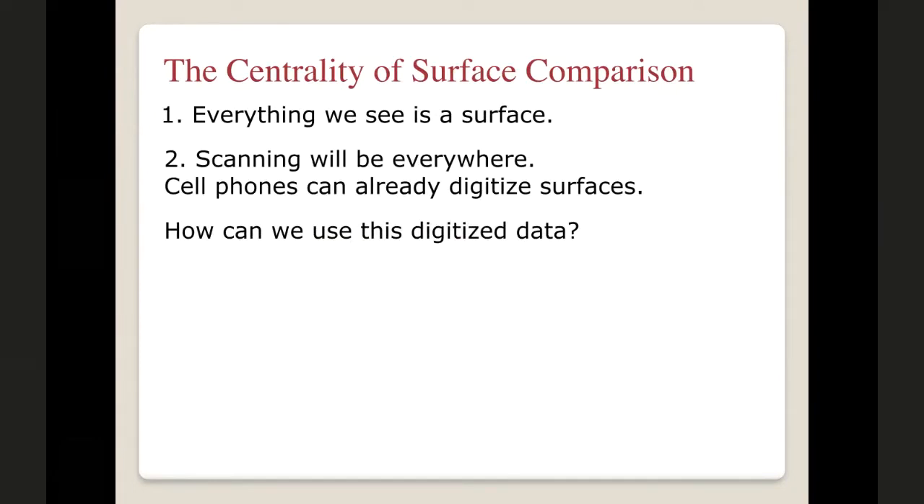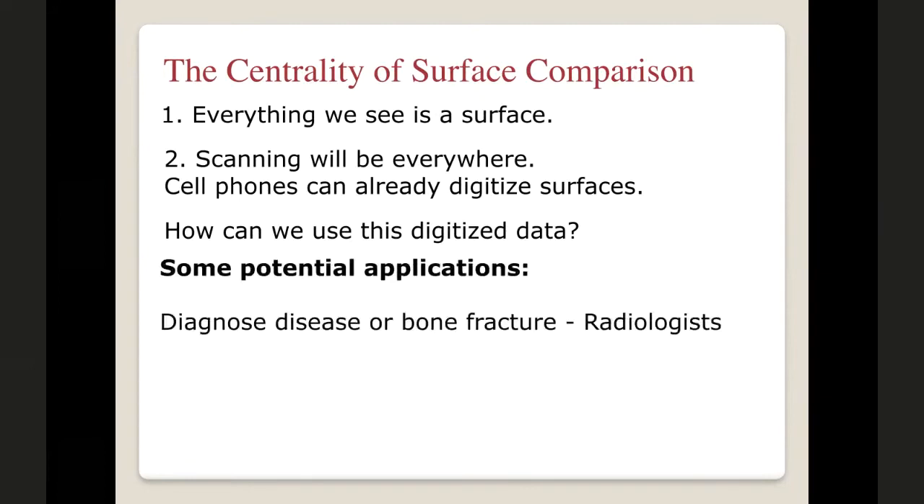And scanning of surfaces, digitized surfaces, is already becoming extremely common. The new cell phones have 3D scanners in them. Hospitals are producing tremendous amounts of images, MRIs and CAT scans and so on. And as MRIs become cheaper, they're becoming more and more prolific. In the near future, I think we'll see that every time you go to the doctor, they'll do a full MRI so that they can look for diagnostic indicators. So there'll be tremendous amounts of 3D data produced, and the question will arise, how can we use this digitized data? How can we understand it?